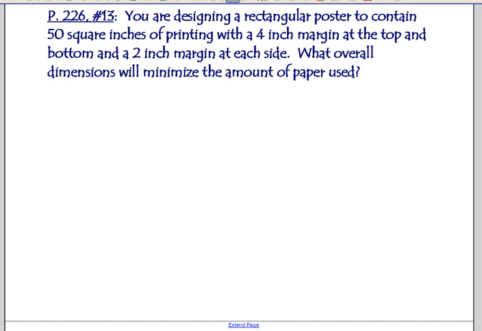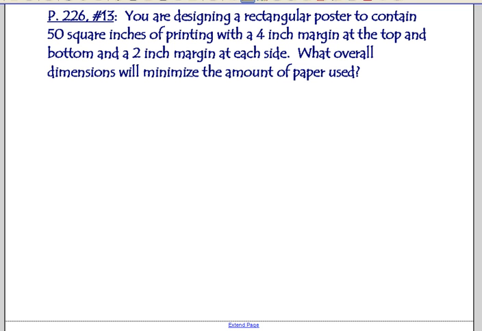This is problem number 13. You're designing a rectangular poster that needs to contain 50 square inches of printing, has a 4-inch margin at the top, a 4-inch margin at the bottom, and a 2-inch margin at each side. What overall dimensions will minimize the amount of paper used?